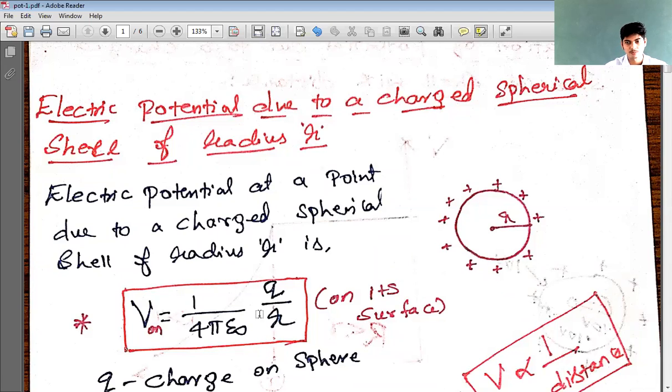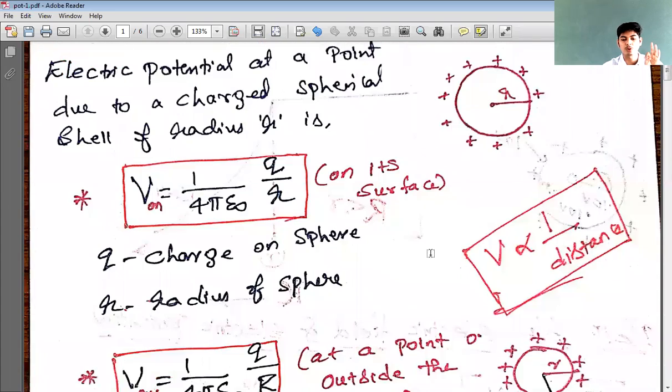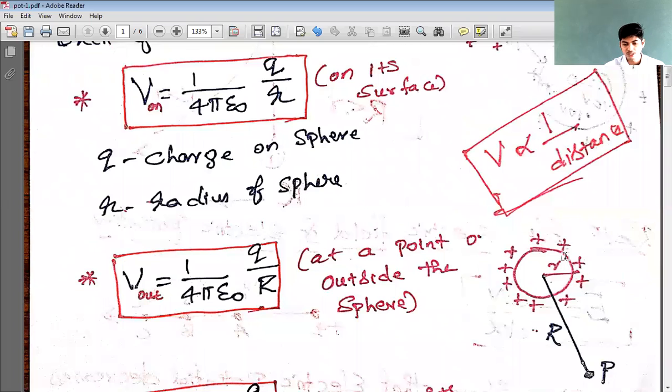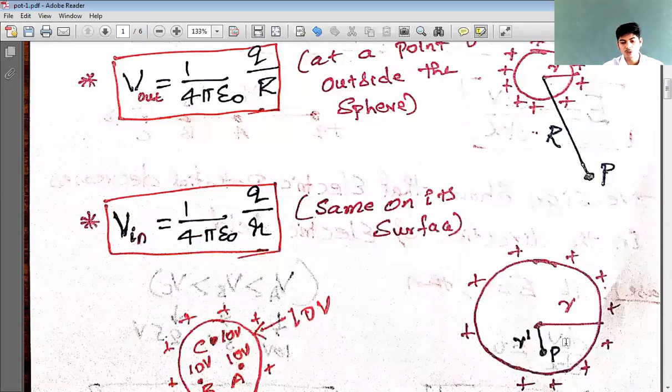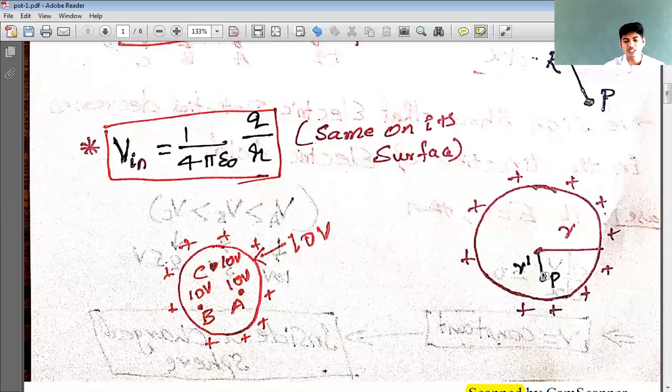See, due to a charged spherical shell, we can find electric potential at three points. One, on its own surface, electric potential on the surface of the shell. Next, we can find electric potential at a point outside the shell. Here we have a spherical shell of radius small r. Here is a point P, which is well outside the shell. We can find electric potential at a point outside this spherical shell also. This is the second. Third, we can find electric potential at a point inside the shell.